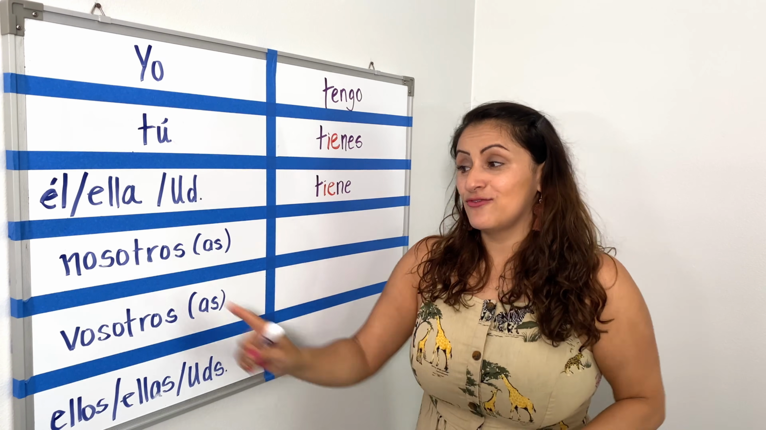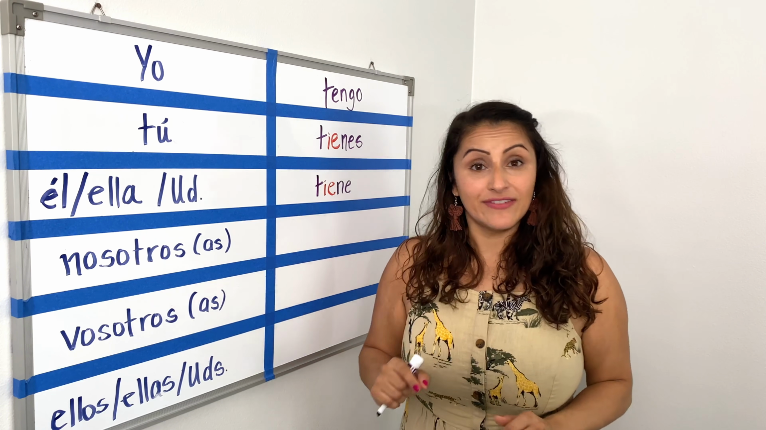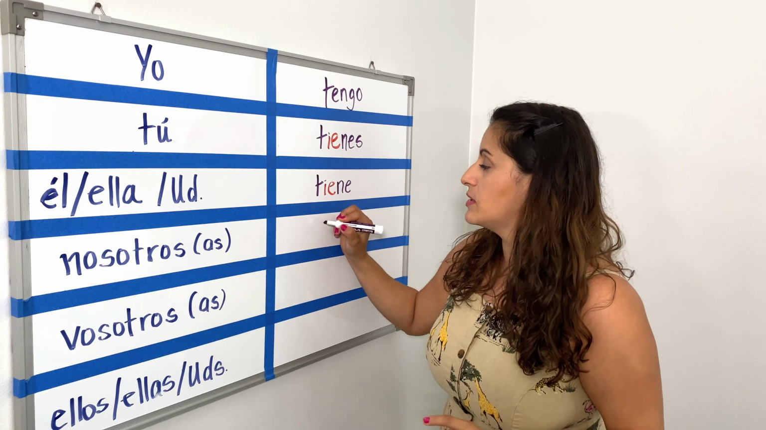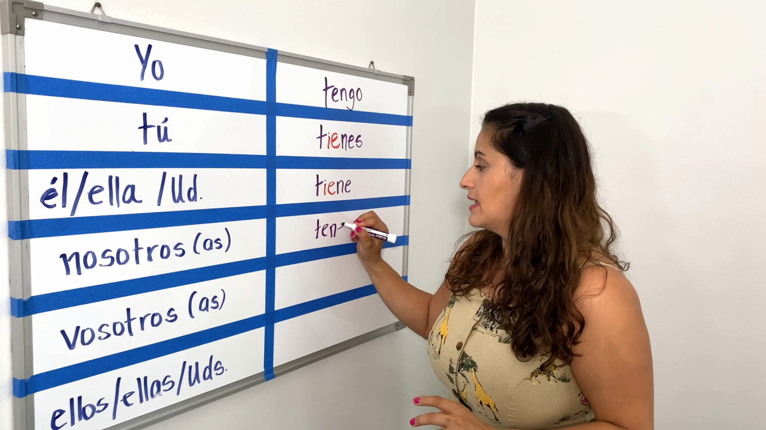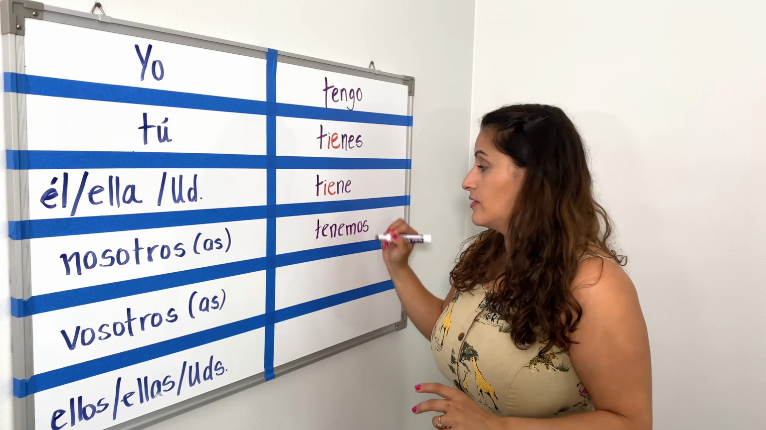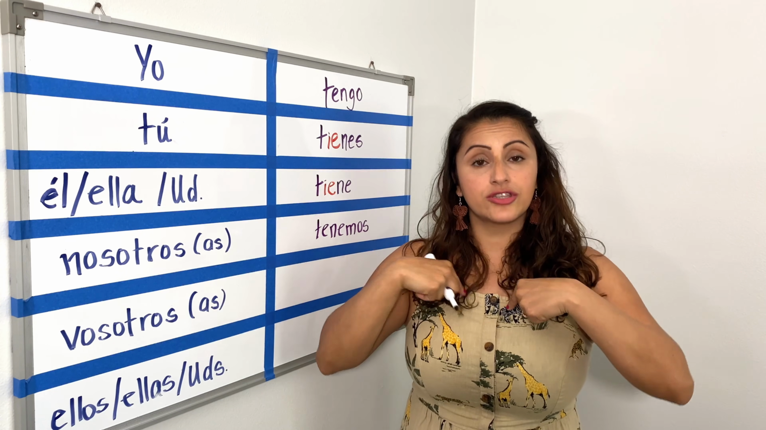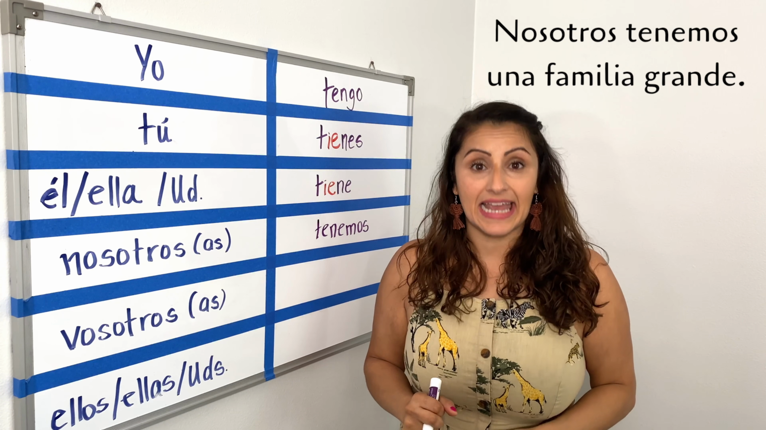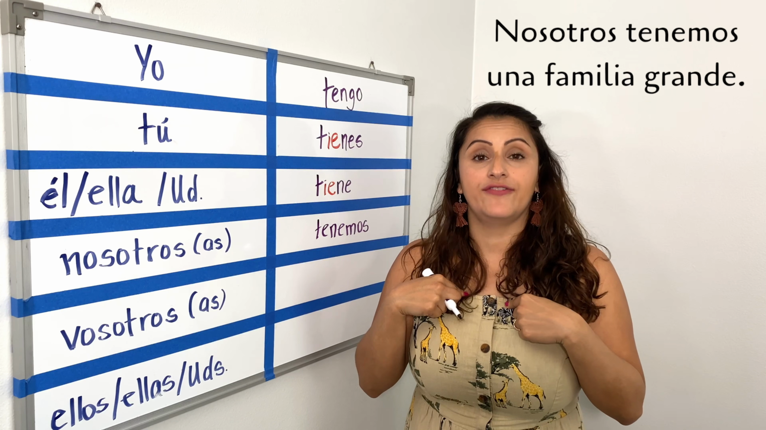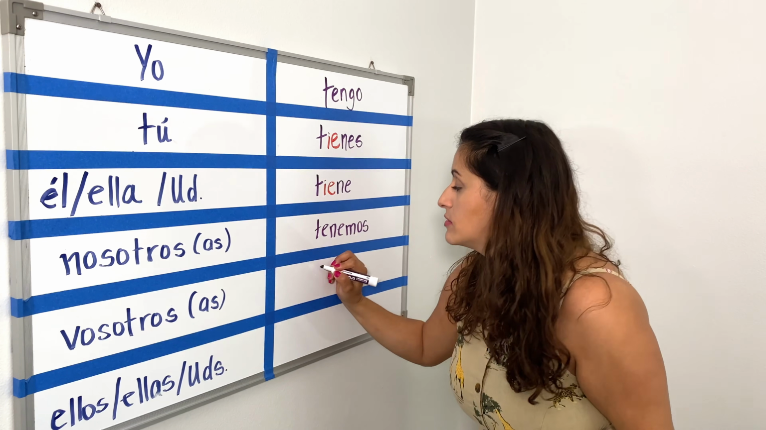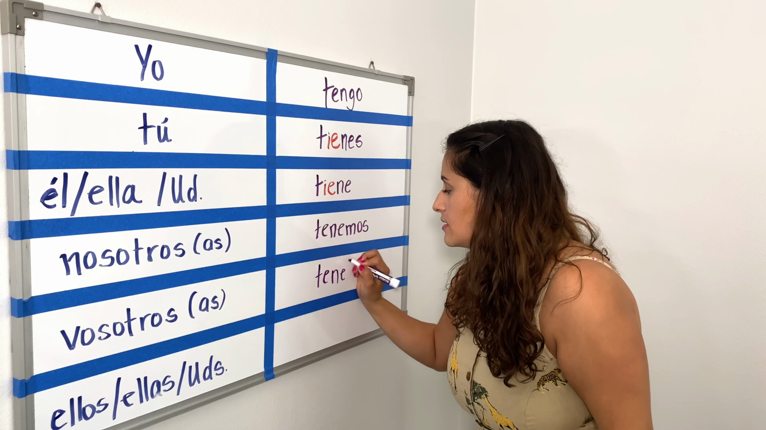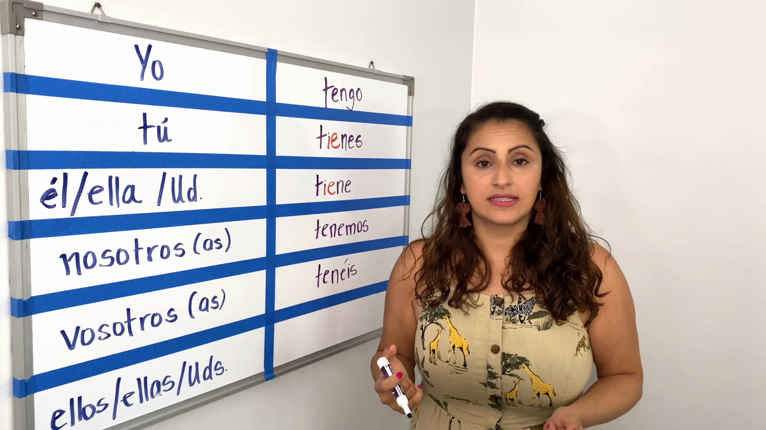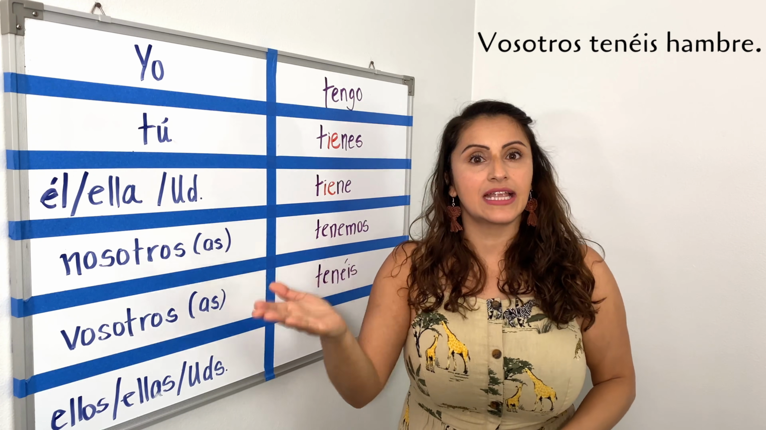We did say that for nosotros and vosotros, we don't have a change in the stem, and that is good news. So in that case, we will conjugate it normally, like if it was a regular ER verb. So you would say, nosotros tenemos. Nosotros tenemos una familia grande. We have a big family. For vosotros, it would be tenéis. Again, no change. And we would say something in Spain like, vosotros tenéis hambre.